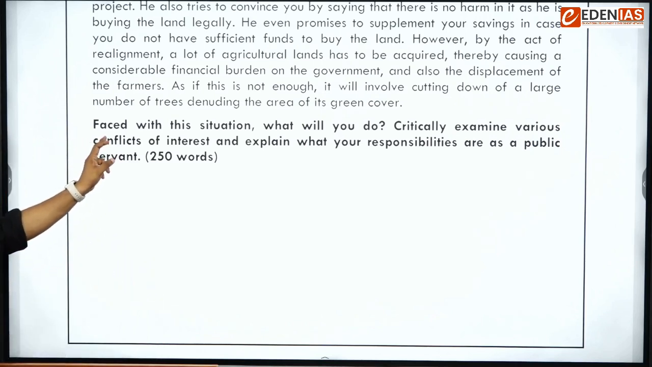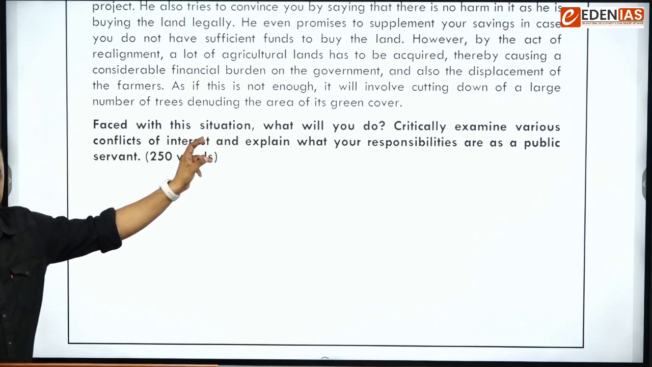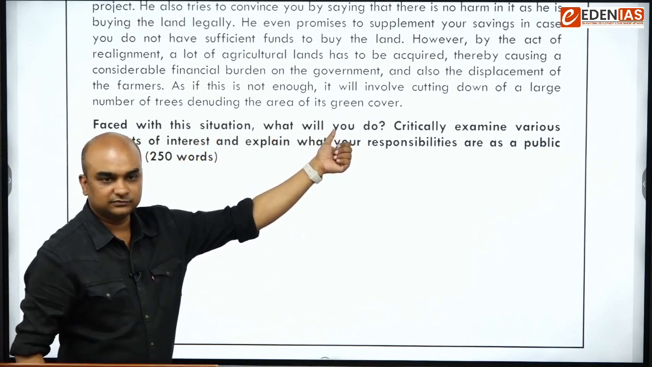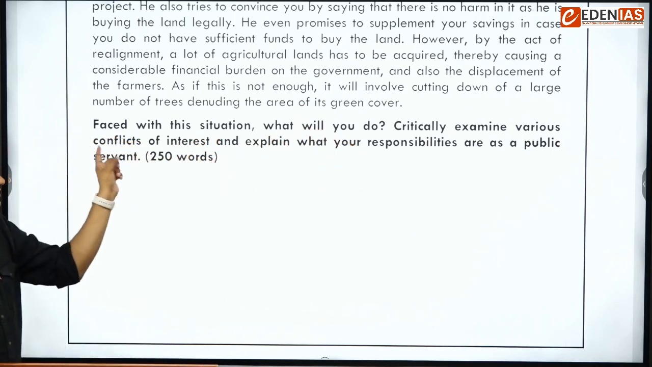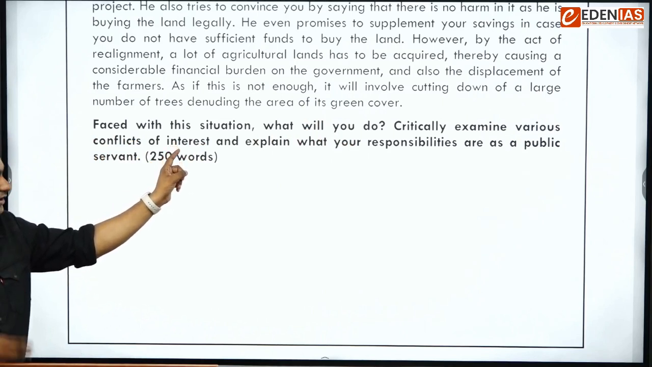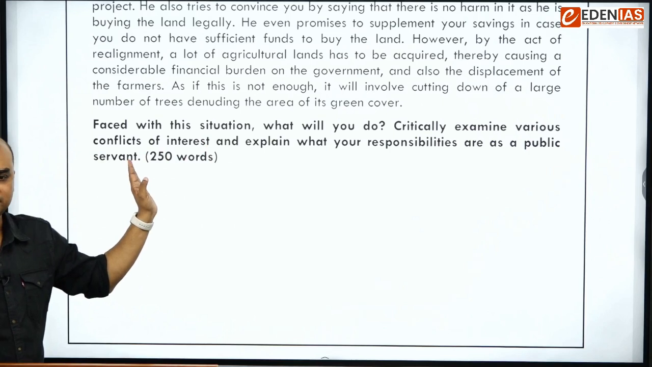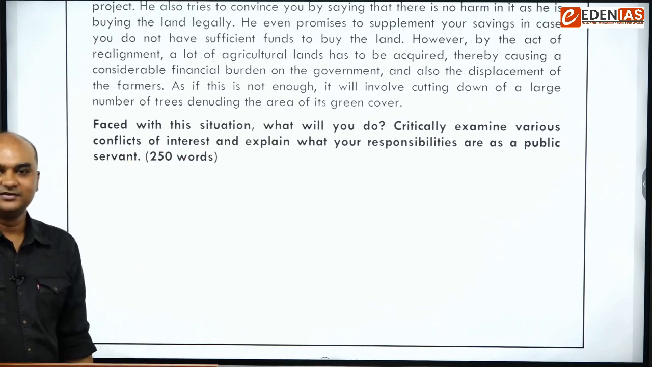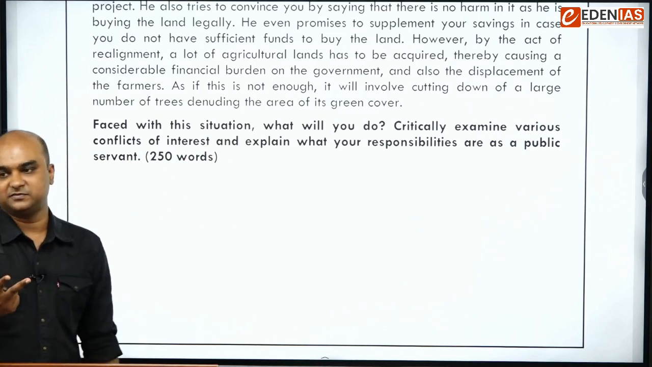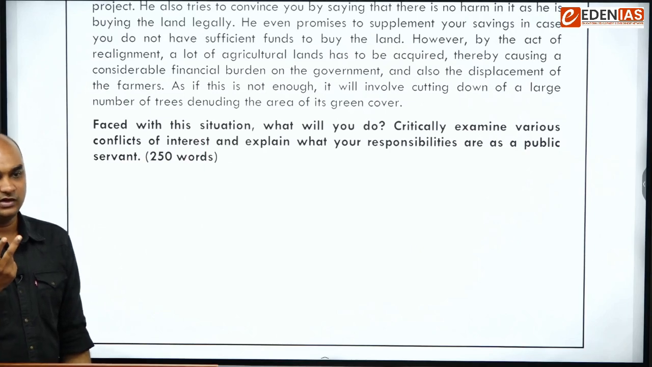So the question is, faced with this situation, there are three questions here actually. What will you do? First question. Examine various conflicts of interest. Second question. And third, responsibilities as a public servant. Third question. So conflict of interest, your course of action, and your responsibilities. Three things that you have to identify.